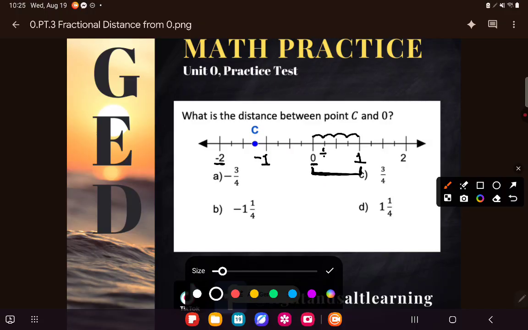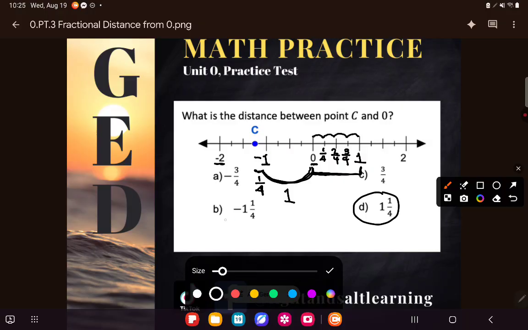This is 1/4, 2/4, 3/4, and 1, or 4/4. Now I have the setup to know just how far C is. So we can see that C is more than 1 unit away. That's 1 unit away, and it's 1 more tick mark away. It's 1 and 1/4 away. Correct answer is D, 1 and 1/4.